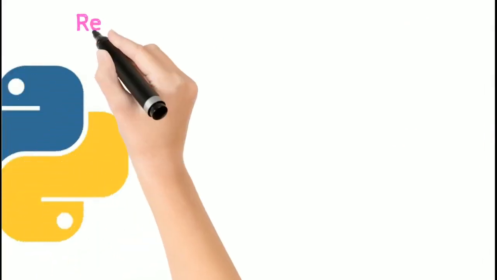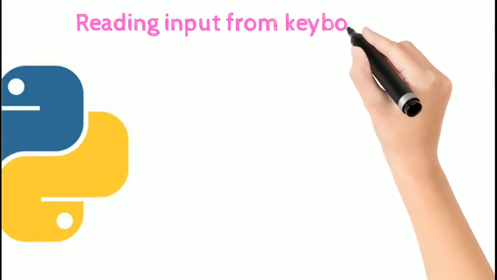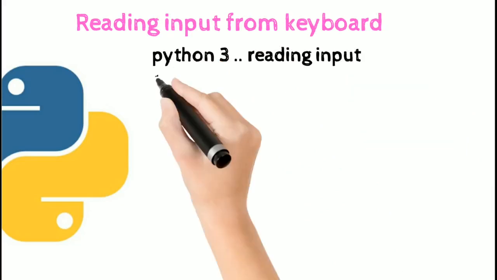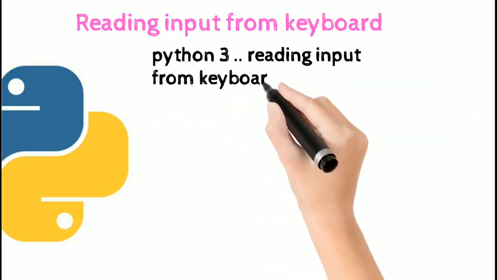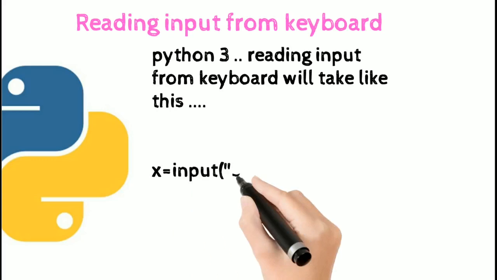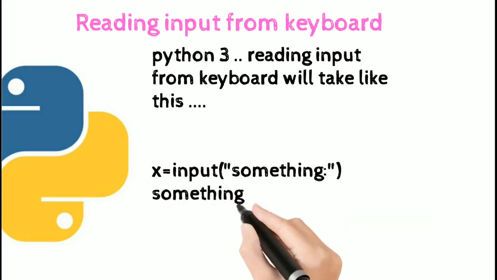And next one is reading. How can Python read input from the keyboard? Python 3 takes the input from the keyboard like this. This is the way to read the keyboard. x is equal to something we can enter from keyboard input, then it takes input from the keyboard.